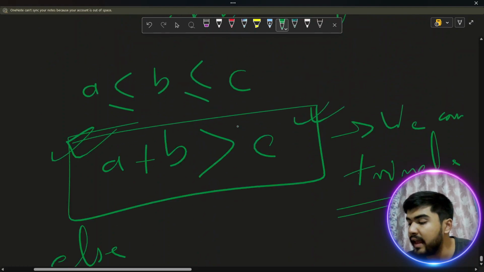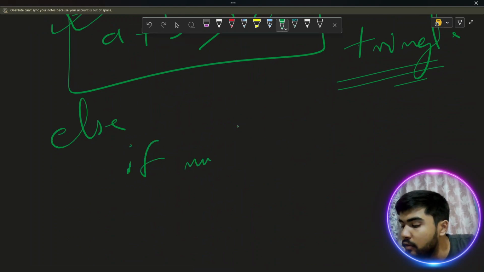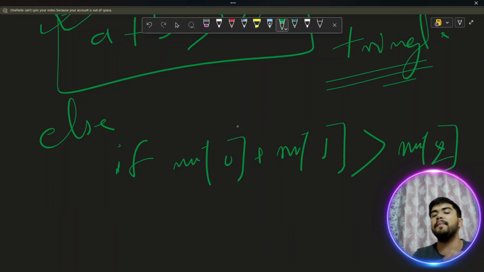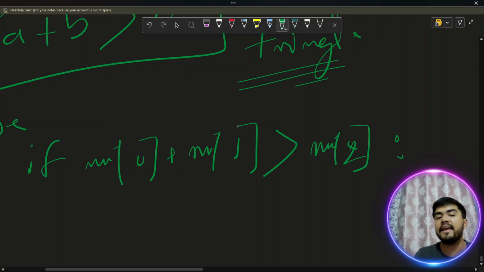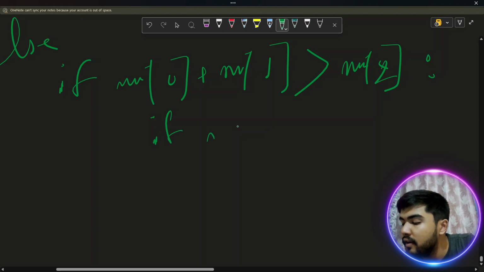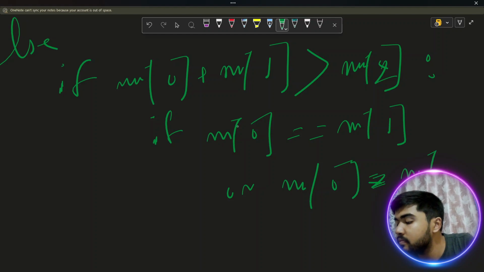So in the else case, what are the conditions? We have a couple of cases. If my nums[0], the smallest, plus my nums[1], the second smallest, is bound to be greater than my nums[2], should be greater than nums[2]. If that is the case, then we have to check further. Then what can we check? If nums[0] is equal to my nums[1], or either of them is equal. If nums[0] is equal to my nums[2], or what is the case?